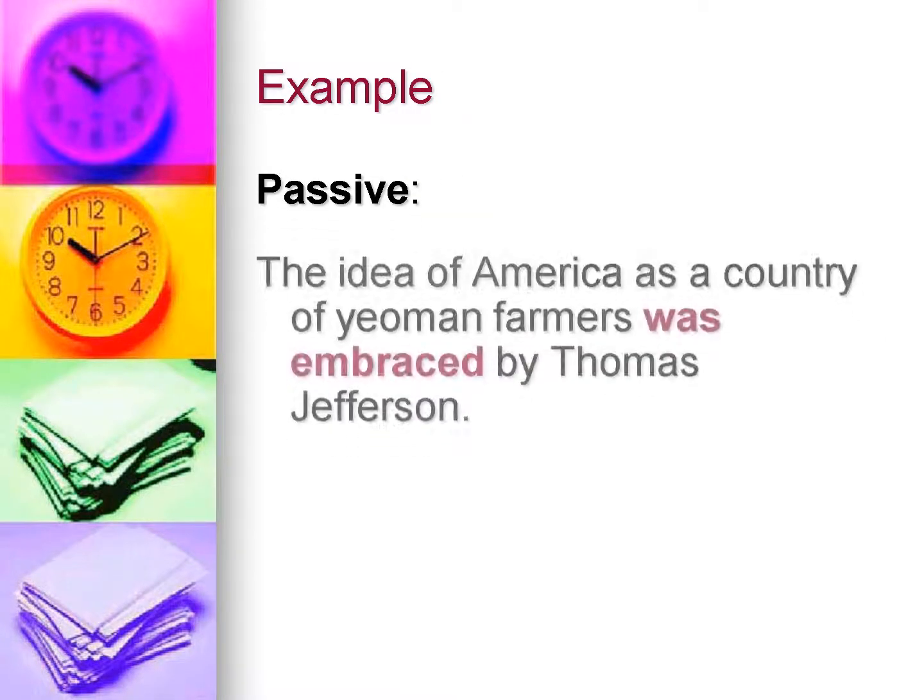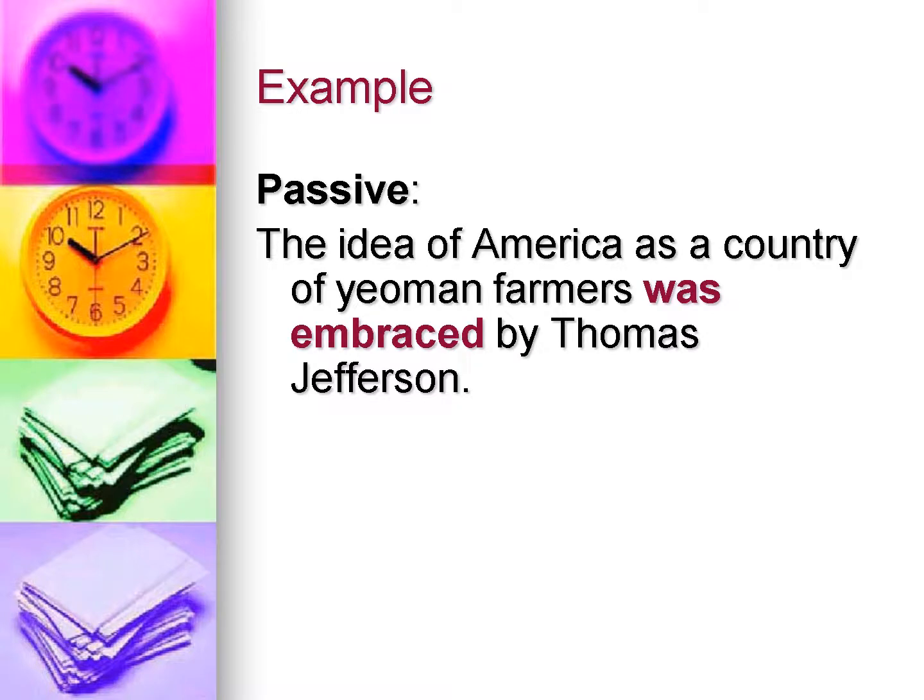So here's an example. The idea of America as a country of yeoman farmers was embraced by Thomas Jefferson. The subject of the sentence here is idea. The rest of that is modifying idea. So the subject is idea. The action was embraced. So you ask yourself, is the idea doing the embracing? Absolutely not, right? Thomas Jefferson was doing the embracing. So this is, of course, in the passive voice.